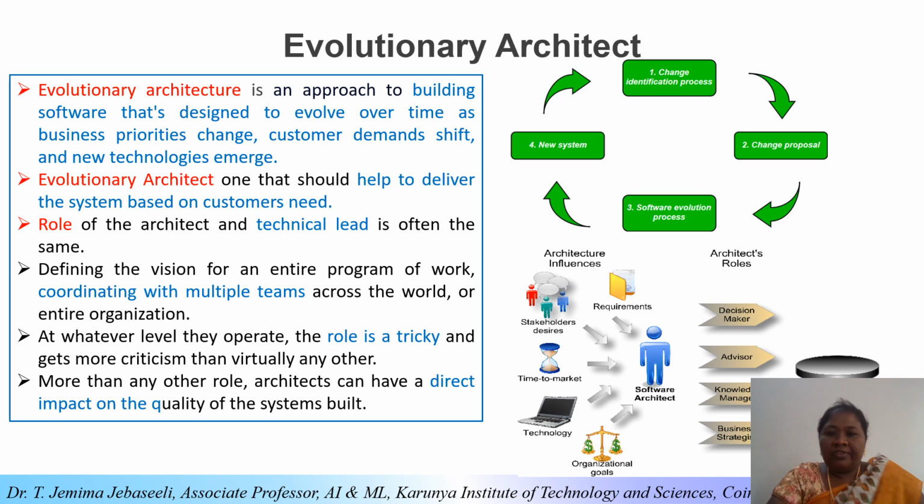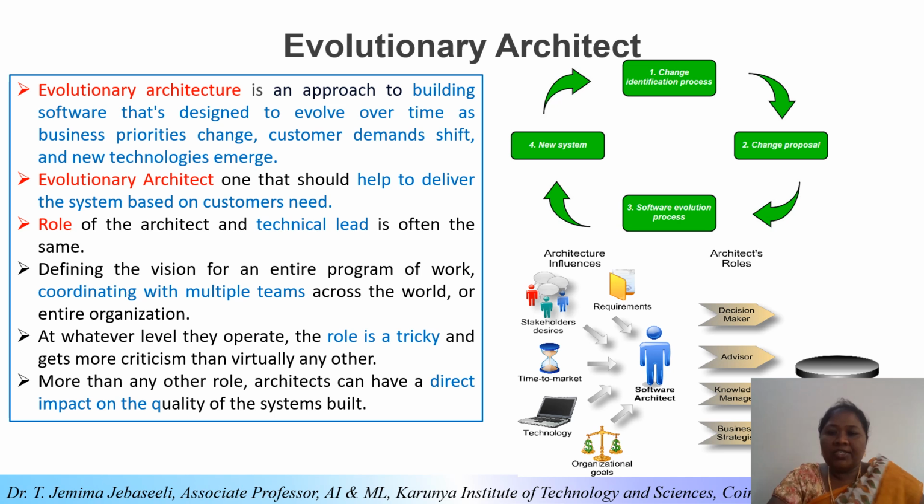So what are the roles of this software architect or evolutionary architect? He acts as a decision maker in the particular project. He is called an advisor, plays a managerial role, and is involved as a business strategist. The requirements come through the evolutionary architect. He accepts stakeholders' desires and transfers that information into the project. Depending upon the marketing scenario, any changes that are supposed to be introduced inside the project, he will bring. He also brings technology transfer and introduces it inside the project.